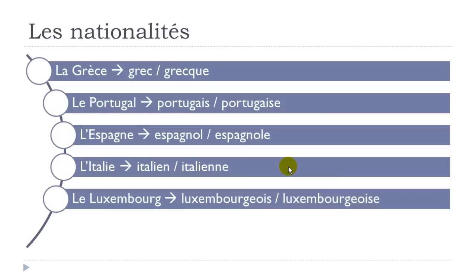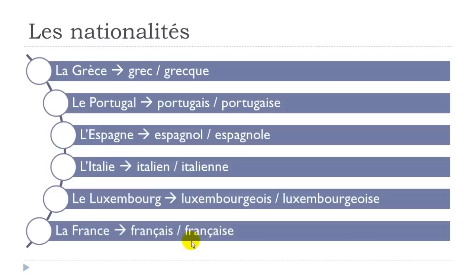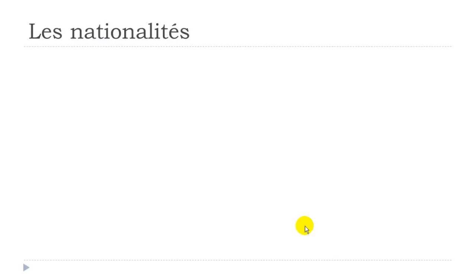Le Luxembourg, luxembourgeois, and then feminine form, luxembourgeoise. Okay? Same thing here, only difference, joie, joise, z, z, okay, you insist on it. Luxembourgeois, masculine form, and then luxembourgeoise, feminine form. Then, la France, français, française, okay, and then seize, okay, français, française, alright, it continues.